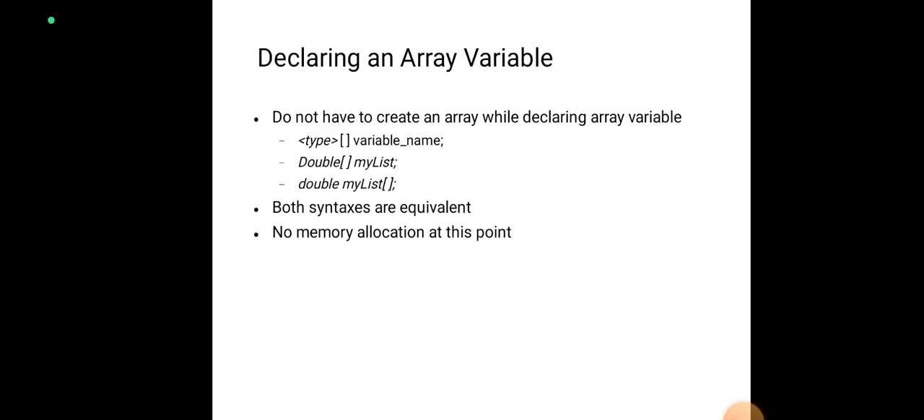For declaring an array variable, we do not have to create an array while declaring an array variable. So first we have to give the type of the array and the variable name. For example, double mylist[]. Both the syntax are equivalent: double[] mylist, or double mylist[]. No memory allocation is done at this point.